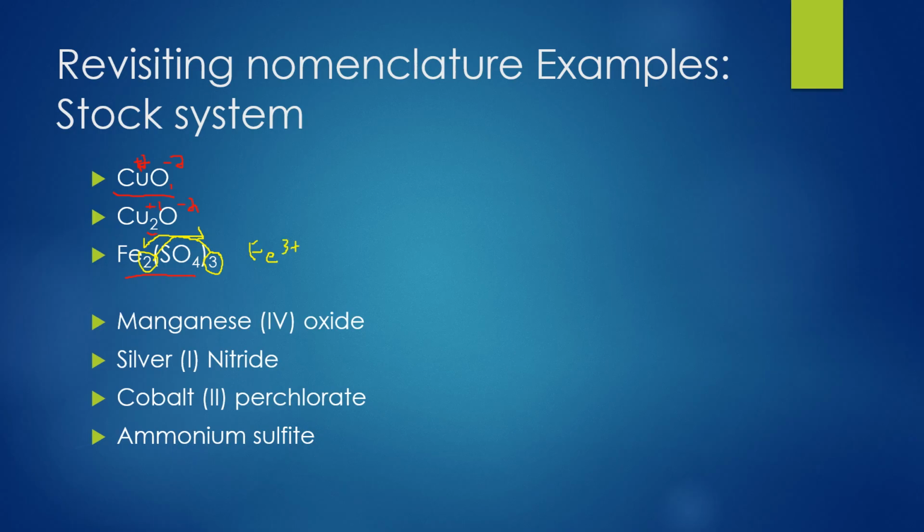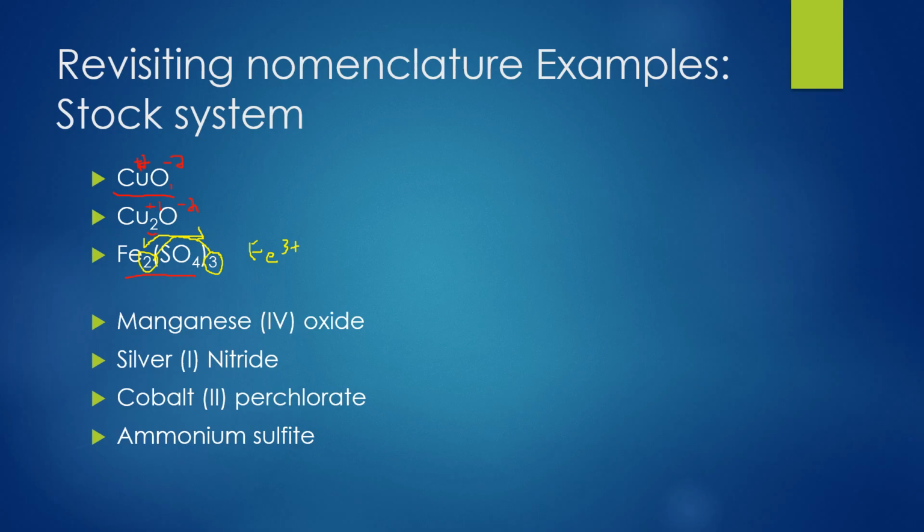So iron 3+, how we name that is we write iron, Roman numeral 3, and then since it's a polyatomic, we just name the polyatomic. So SO4 is sulfate. So iron, Roman numeral 3, sulfate is the name of that guy. Now let's do the reverse with these other ones.